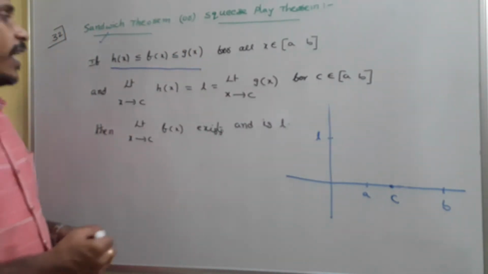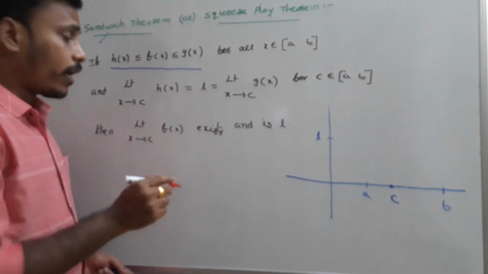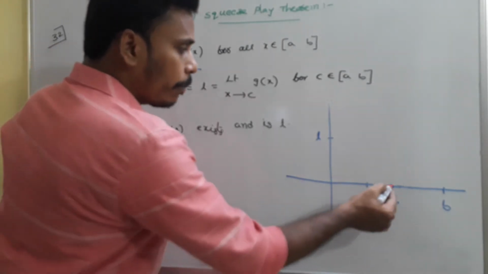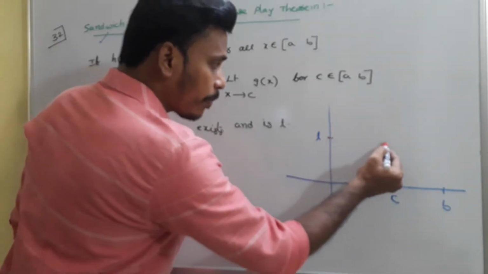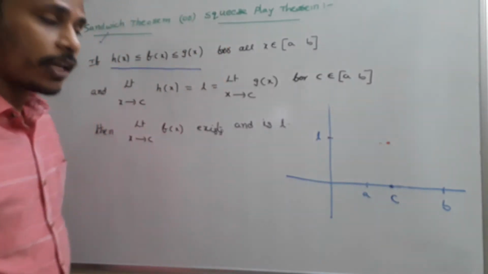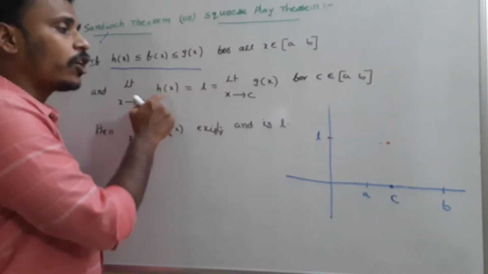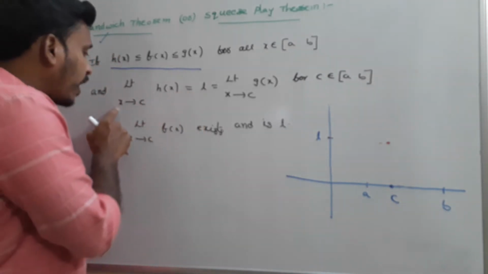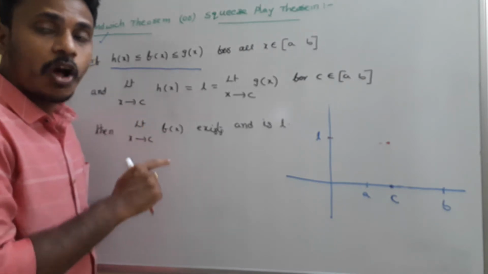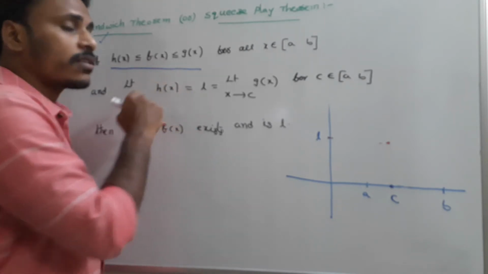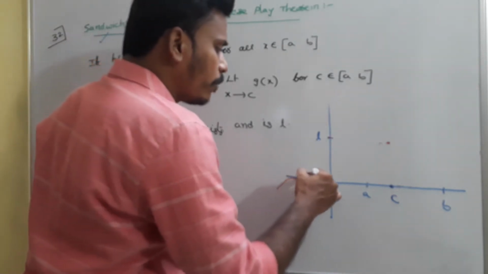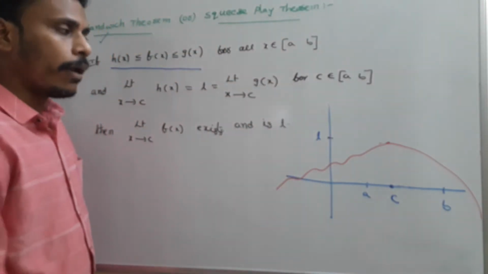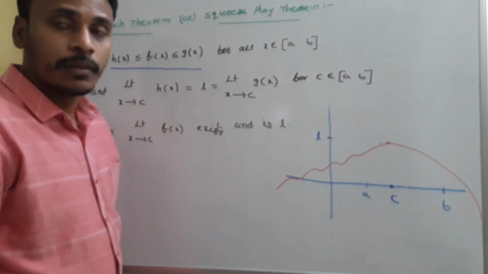Then when you observe the graph of h(x), the limit as x tends to c of h(x) is L. So the graph can be any shape, but at c, the graph is approaching L. The graph of h(x) is approaching L as x tends to c. The limit being L means that x is approaching c either from the left side or from the right side, and the graph of h(x) is approaching L. So usually the graph will be like this, in any one of the ways. I am just giving you a rough sketch. Maybe this is the graph of h(x), right?